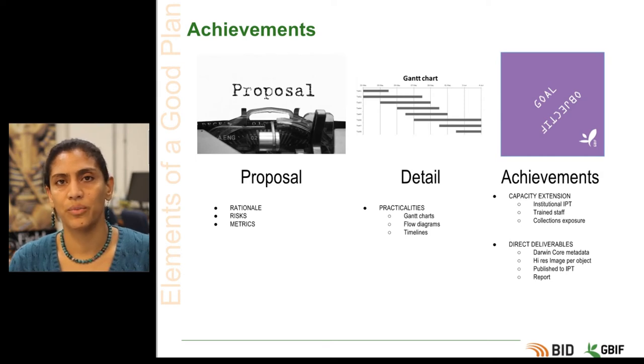Your other goals will themselves be direct deliverables and may include things such as Darwin Core metadata for every digitized specimen, high-resolution specimen images of archive quality, a dataset published to GBIF via IPT, and project reports.